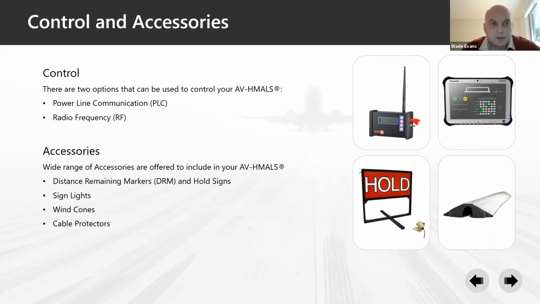There are really two key communication interfaces we utilise with HMALS. They're RF and PLC. RF being radio frequency, which is illustrated by our RF handheld controller on the left there, and PLC being power line communication. The difference between the two is that RF utilises radio frequencies to do the control, whereas power line communication utilises the AC power sources or the AC long lines with a modulated signal in order to control the fixtures themselves. Now, they're not mutually exclusive.